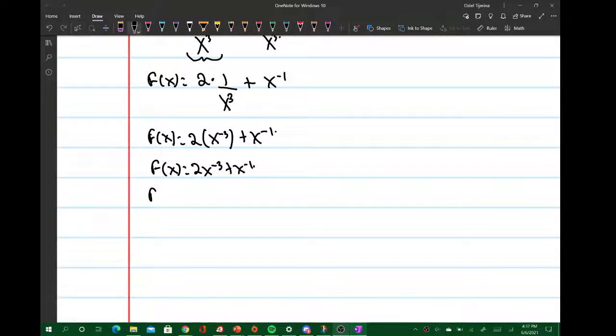Now to find the derivative, f prime of x, you're going to do negative 3 times 2 times x to the negative 3 minus 1 power. And then you're going to do plus the derivative of x to the negative 1. That's going to be negative x to the negative 1 minus 1 power.